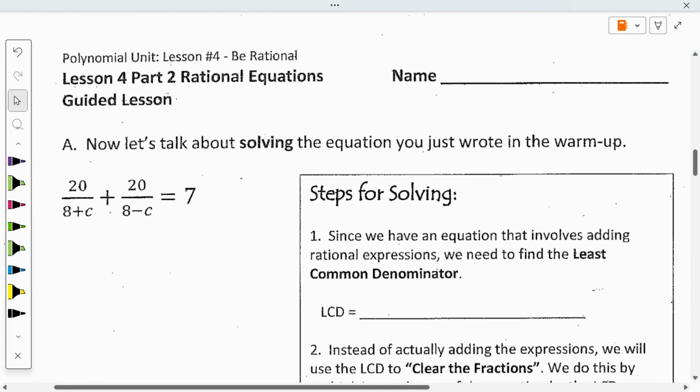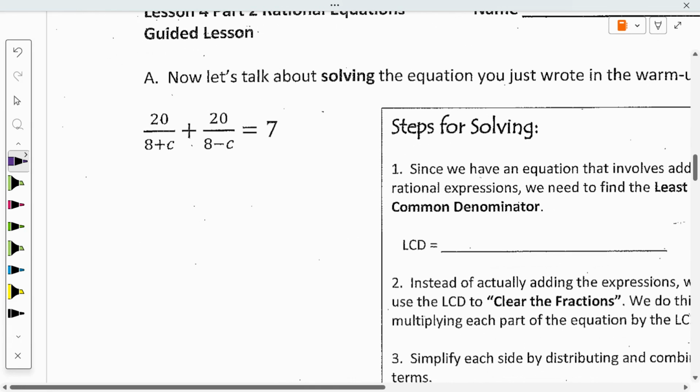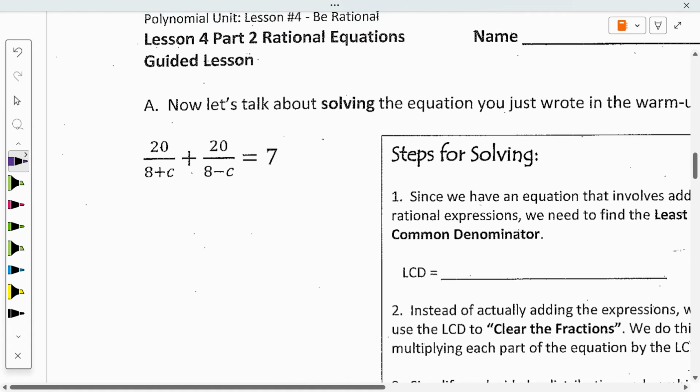All right. So now let's talk about solving the equation that you just wrote. So remember, in order for us to add these two fractions together, they have to have a common denominator, correct? Yes or no? Okay. So I am going to multiply this first fraction by 8 minus c over 8 minus c. That's just a fancy looking what? It's a fancy way to write the number 1. I'm going to multiply this fraction by 8 plus c over 8 plus c.